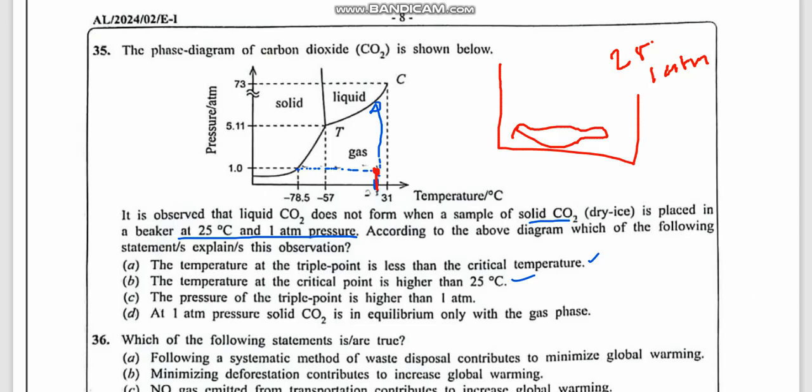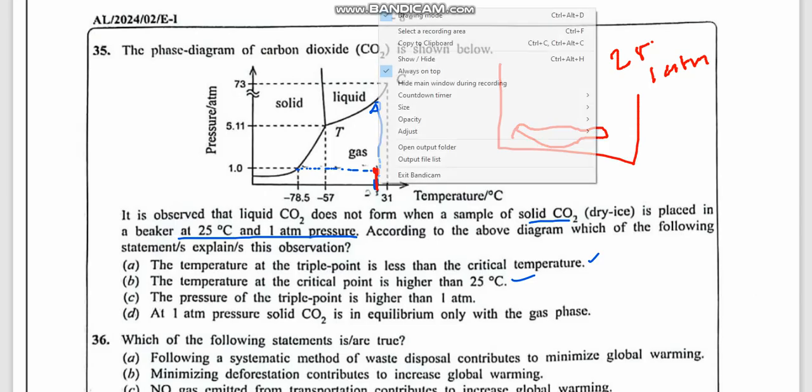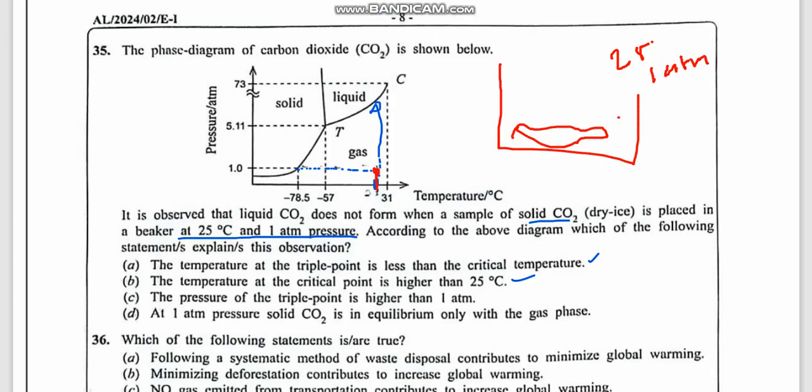So at 25 degrees, if you want to convert solid carbon dioxide to liquid carbon dioxide, you have to increase the pressure. Can you see? At 25 degrees, you have to increase the pressure. It's a very great pressure you have to increase. Not with 1 atm, you cannot do that.